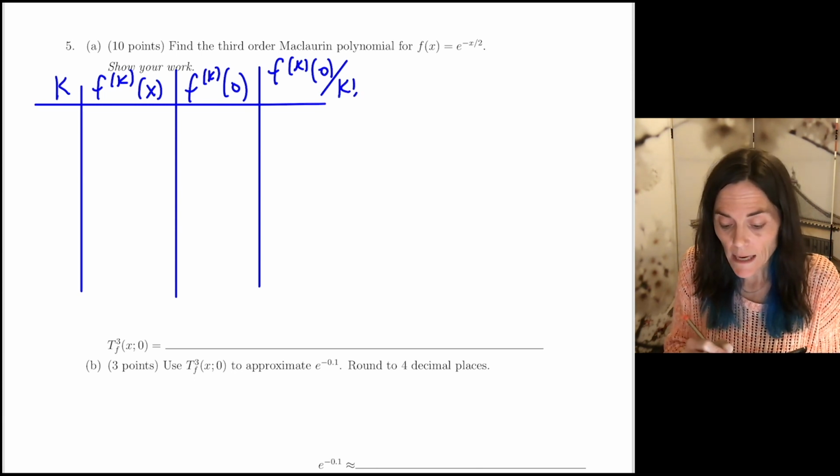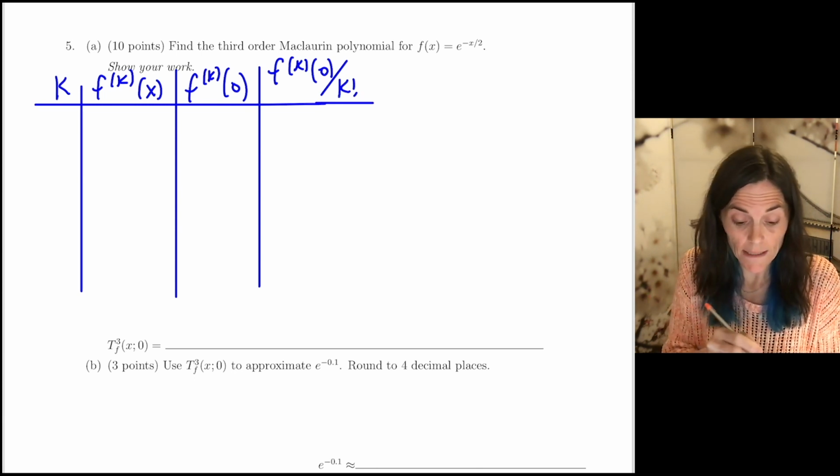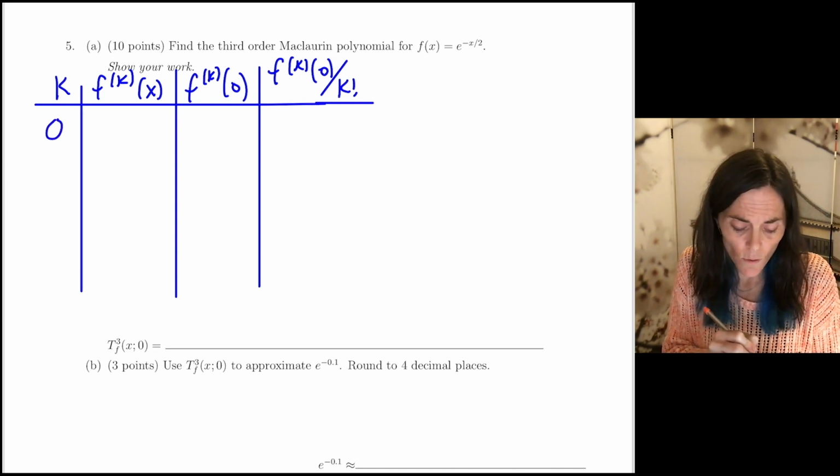Now, because I know error is coming up, I will go ahead and take one more derivative. So this needs third order.